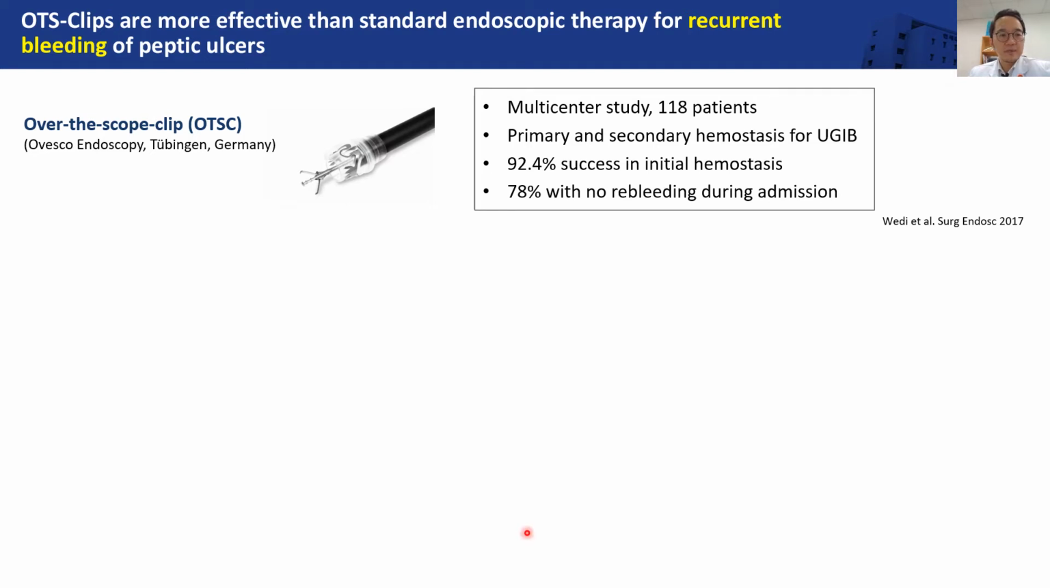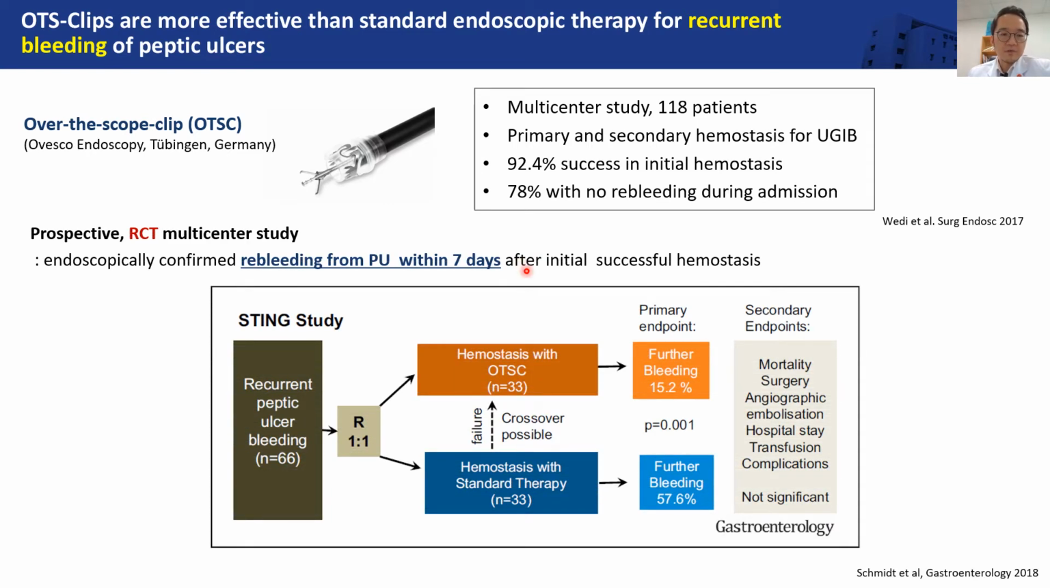And second is OTS clips, which are more effective than standard endoscopic therapy for recurrent bleeding of peptic ulcers. The first multicenter study was published 4 years ago with a total of 180 patients, for primary and secondary hemostasis of upper GI bleeding, with 92.4% success in initial hemostasis and 78% with no rebleeding during admission. And the second prospective RCT multicenter trial was published in Gastroenterology, on endoscopically confirmed rebleeding from peptic ulcer within 7 days after initial successful hemostasis. And you can see that the OTS group had a significantly lower further bleeding rate compared to the standard therapy group.